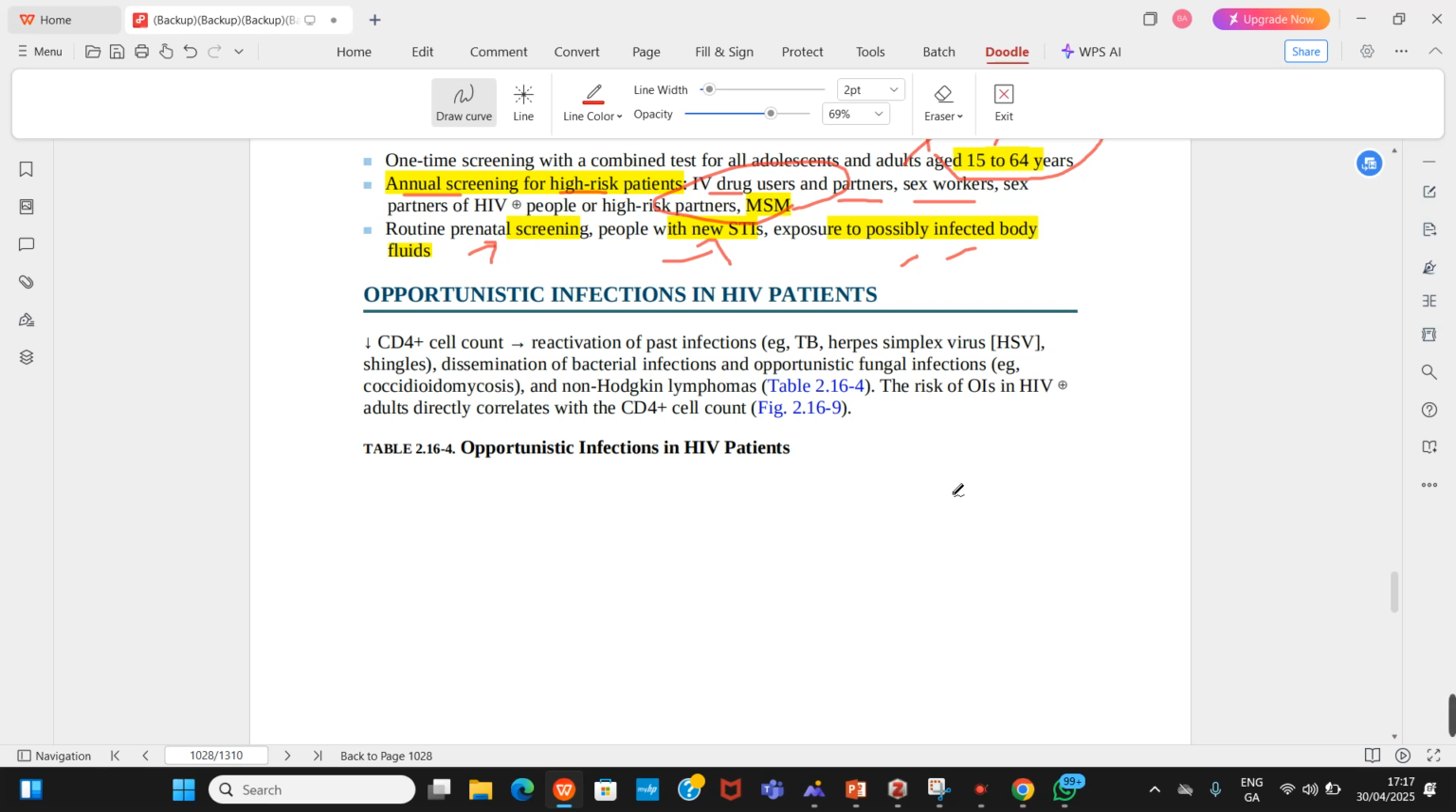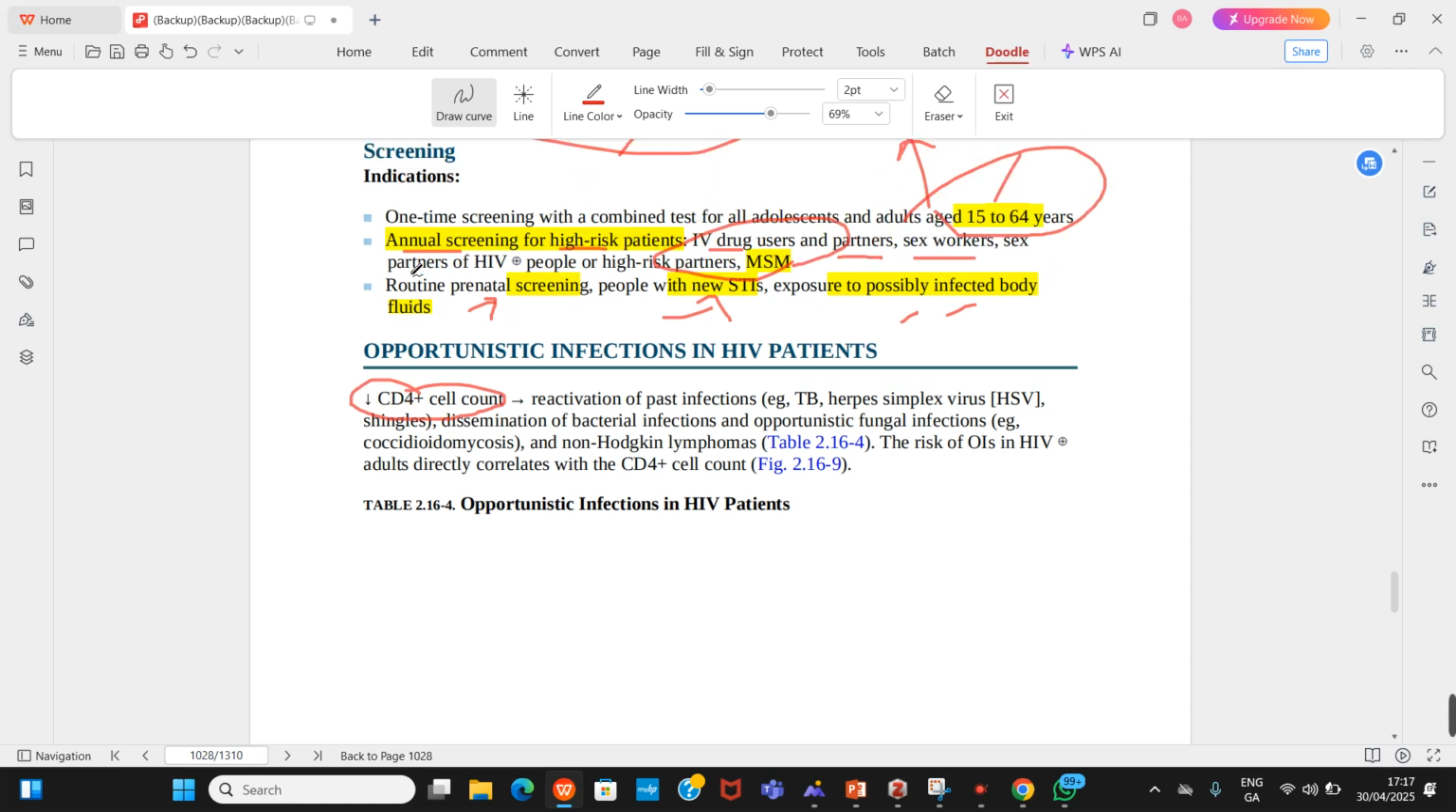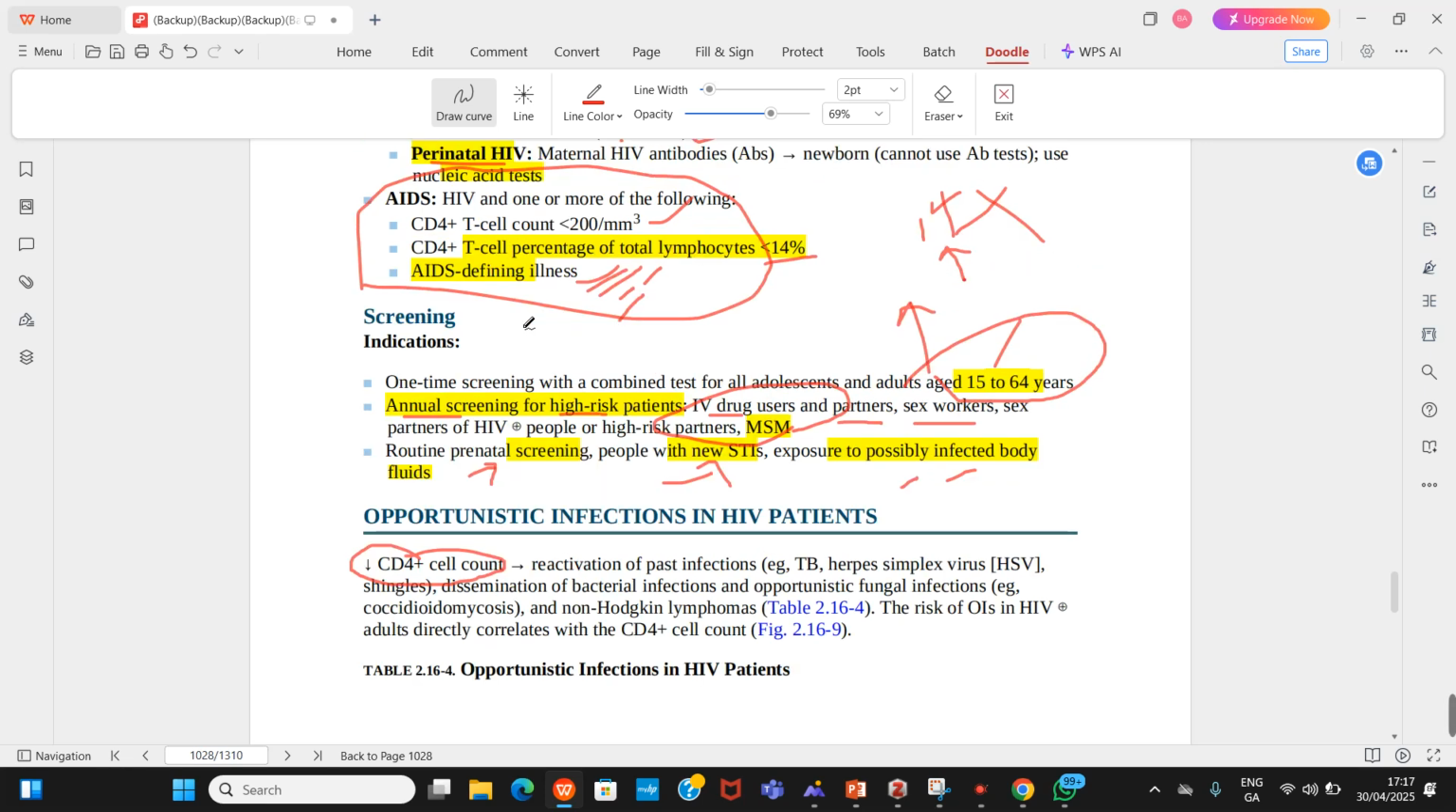So, opportunistic infections in people with HIV. So, the biggest risk factor is what? It is CD4 count. So, yes. Question: what's the medication you give immediately for prophylaxis when you get splashed?